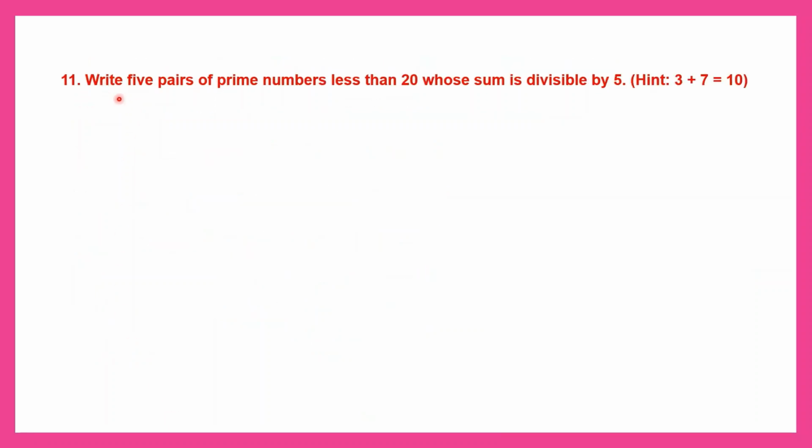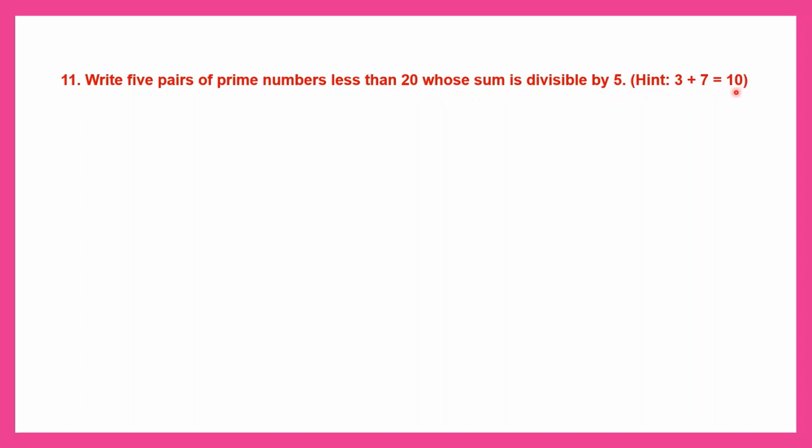Question 11. Write 5 pairs of prime numbers less than 20 whose sum is divisible by 5. That means we need to write prime numbers in pairs, 5 pairs. They should all be less than 20. Your answer should be divisible by 5. We've got an example here.